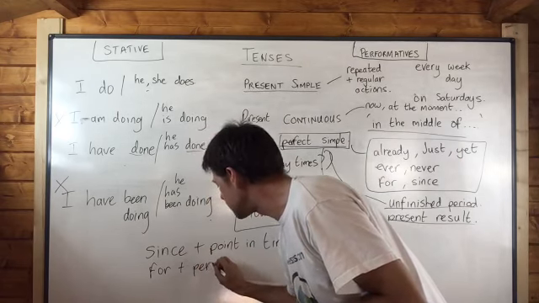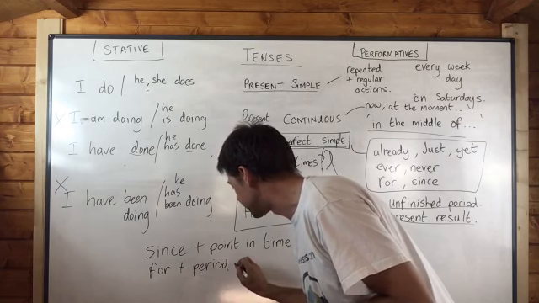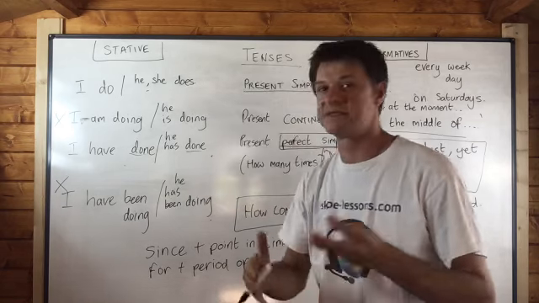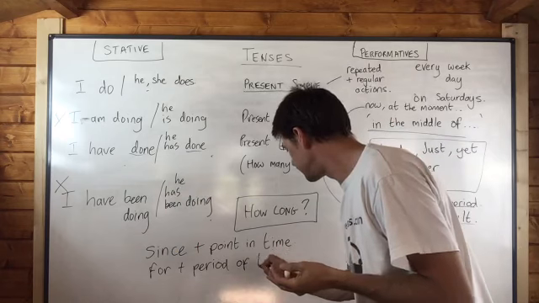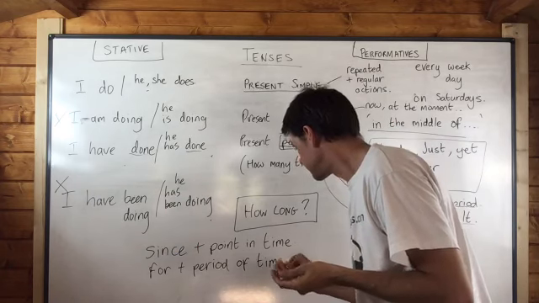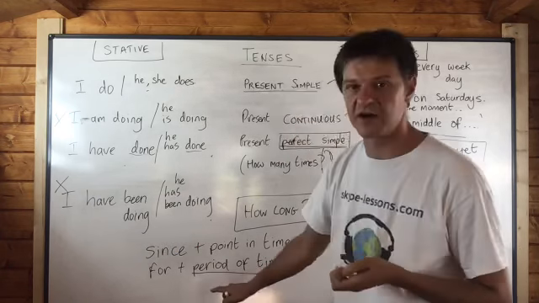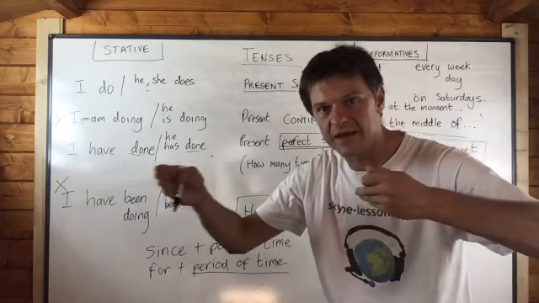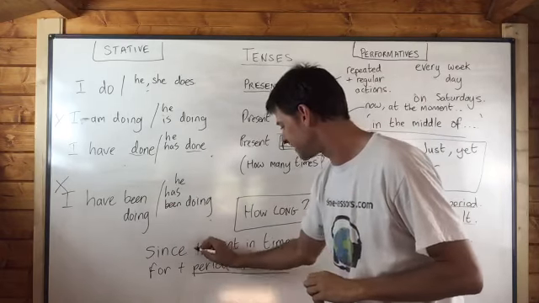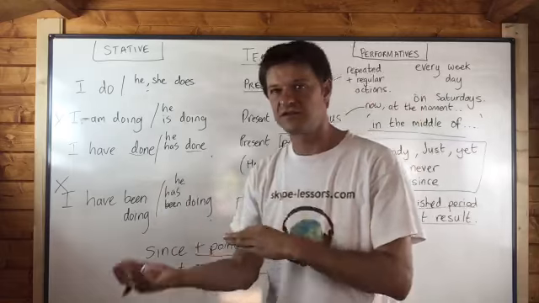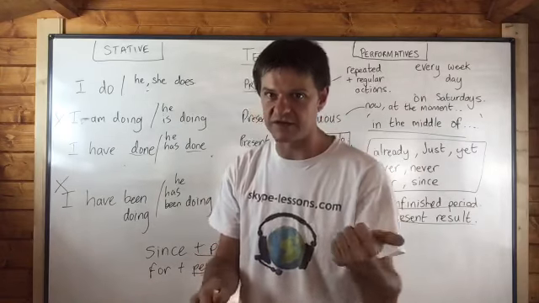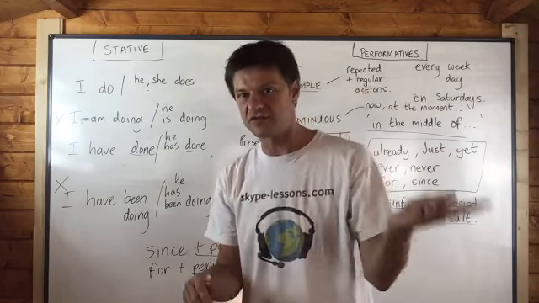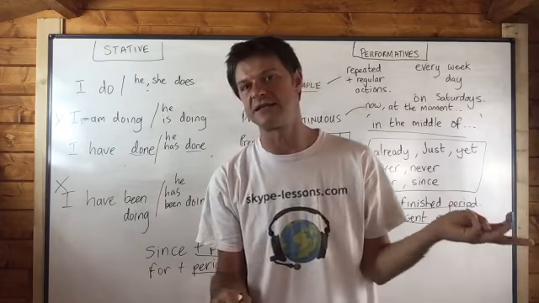I have been learning it for 3 weeks. I have been learning it for 10 months. I have been learning it for 5 years. Can you see how this is 10 months, 5 years, 3 minutes? It's a period of time. Since is plus a point in time. It's since that moment, since 3:30, since Monday, since January, since 1999.